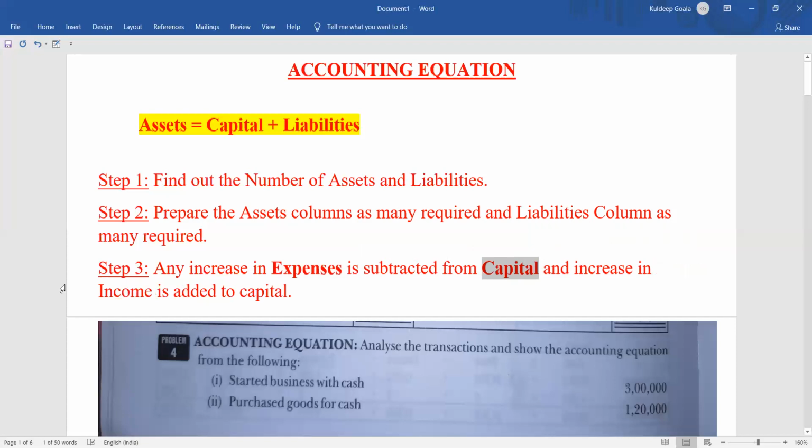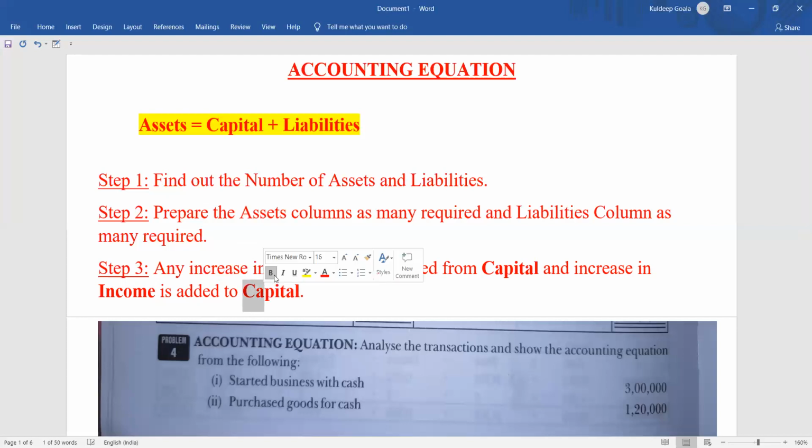And an increase in income, whenever there is income, the income will result in adding up with the capital. जब भी income होगा capital बढ़ेगा, और जब भी expenses होगा capital घटेगा, right? So this is how it is done. Now let's start up with the practicals.